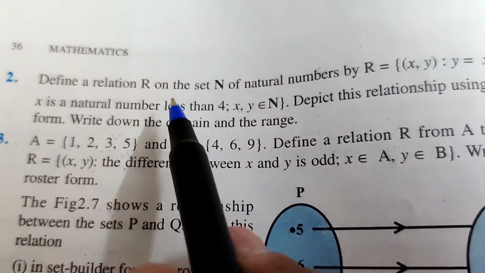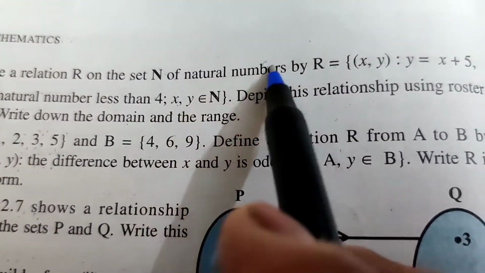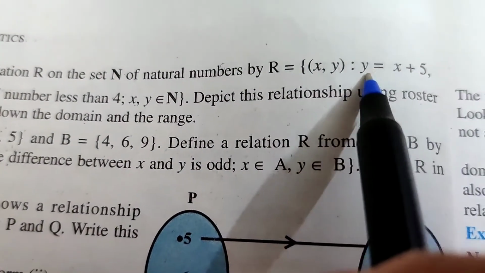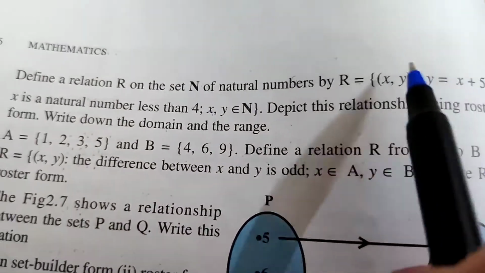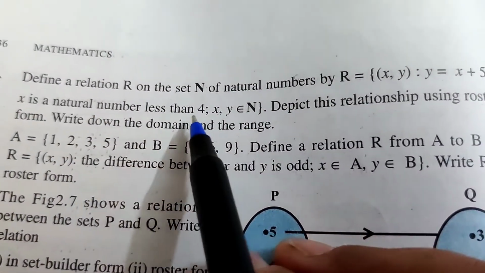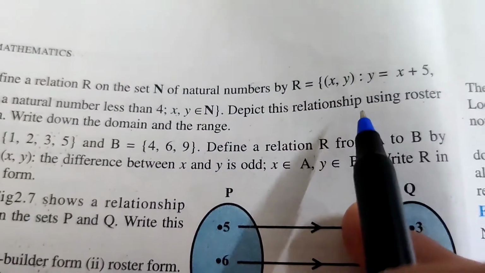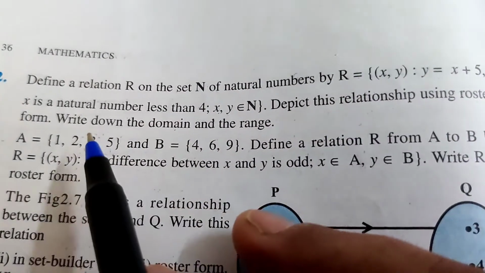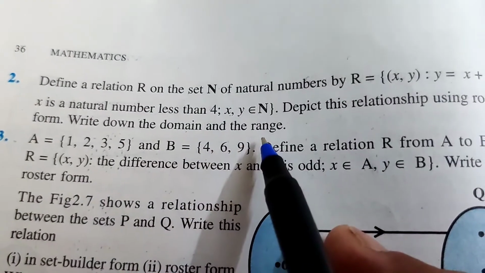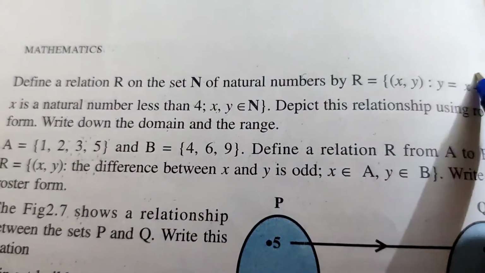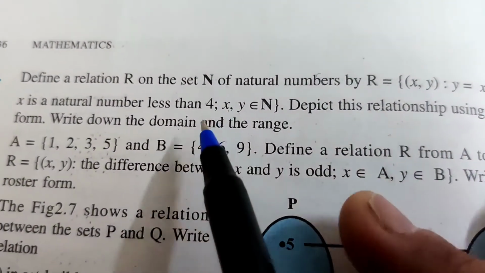Define a relation R on a set N of natural numbers, R equal to xy such that y equal to x plus 5 and x is a natural number less than 4. Xy belongs to N. Depict this relationship using roster form. Write down the domain and the range.